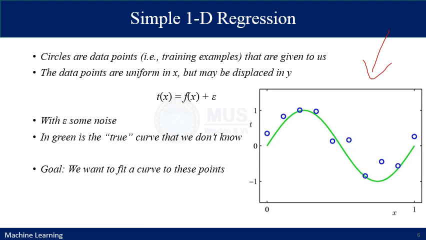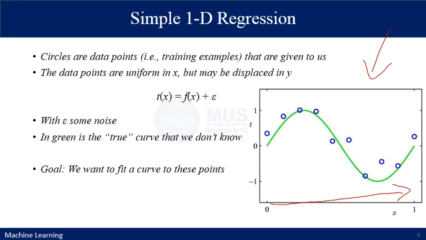So the data points are uniform in the x dimension, but they may be displaced in the y or the output dimension. As you can see, you have a linear representation along the x-axis, but the representation along the y-axis is in a non-linear form. Whenever you want to predict a value, you use the input feature vector and use a function on those input feature vectors to predict the output value.